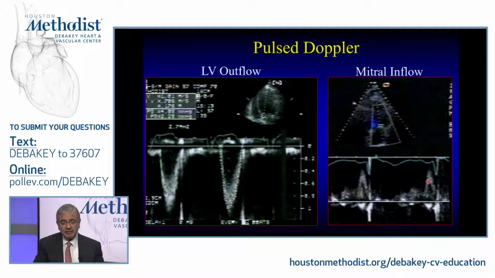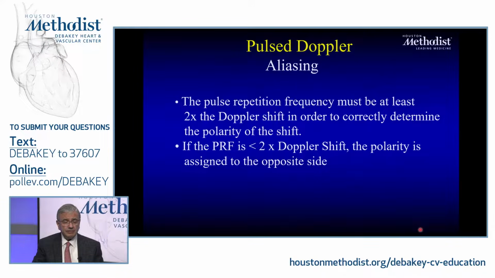it's positive. And you have, in this particular patient, much more accentuation of the frequency shift and flow towards, atrial contraction, in this individual, some diastolic dysfunction. There is a concept of aliasing, because remember, you're sending these in packets. There's a pulse repetition frequency. It must be at least 2 times the Doppler shift in order to correctly determine the polarity of the shift. If the PRF is less than 2 times, you're going to see it in an opposite direction.